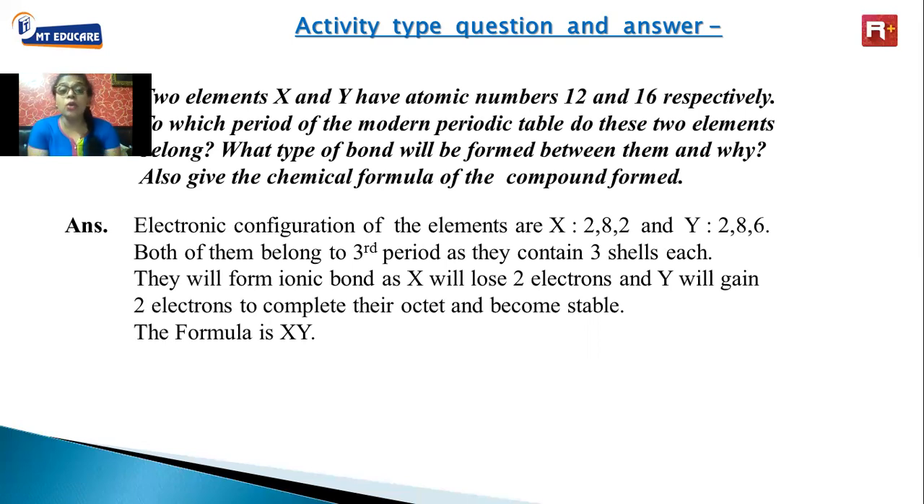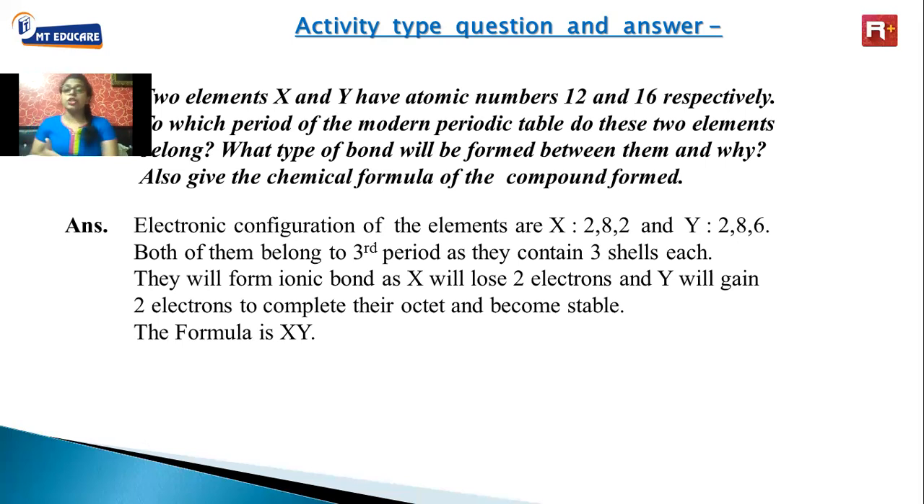Now the next question is, to which period of the modern periodic table do these elements belong? Period number is equal to the number of shells. How many shells? 3 shells. So which period? Third period. Clear? Next question. Which type of bond is formed between them and why?